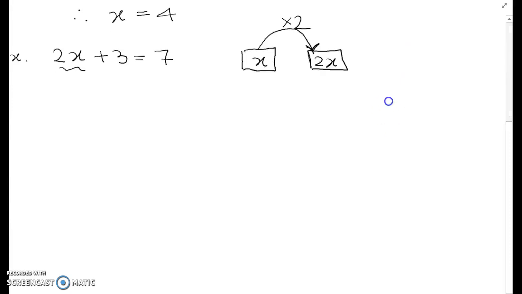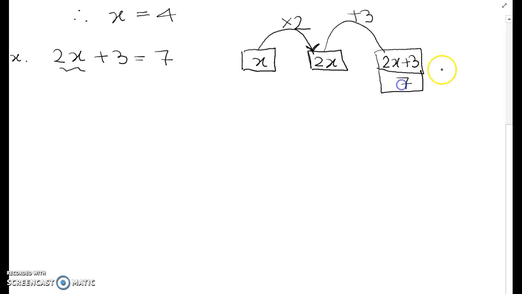Now I'm just going to move another one here. So 3 has been added to 2x, so this expression becomes 2x plus 3. And now we do know that 2x plus 3 is equal to 7. So that's equal to 7. I'm just going to draw a few boxes here.